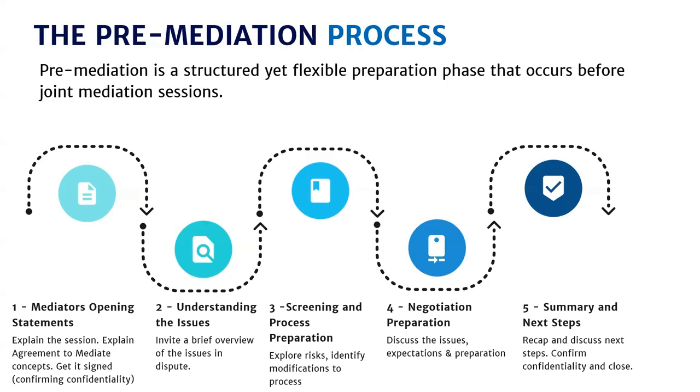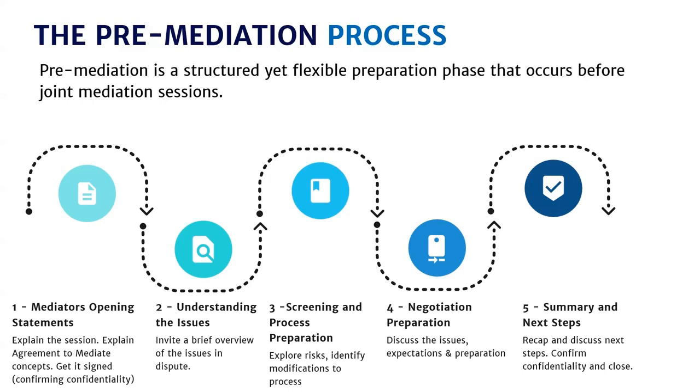You might be talking a little bit about their WATNA and their BATNA. What's the worst alternative if you can't resolve things in mediation? What do you think is likely to happen? If mediation isn't successful, what's the next step for you in other preparation? Then summary and next steps.